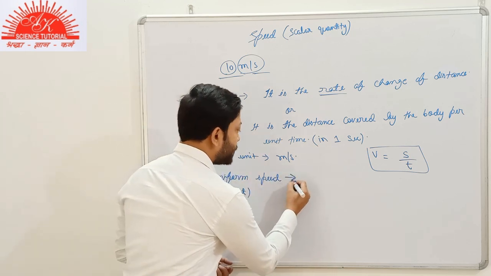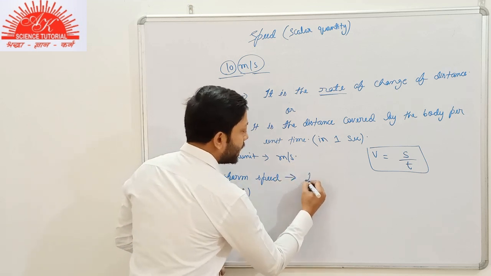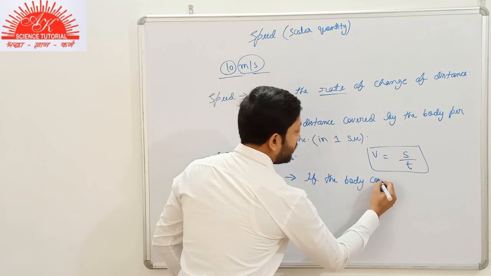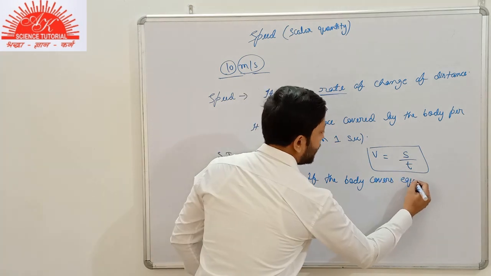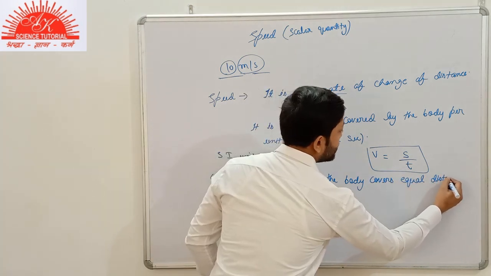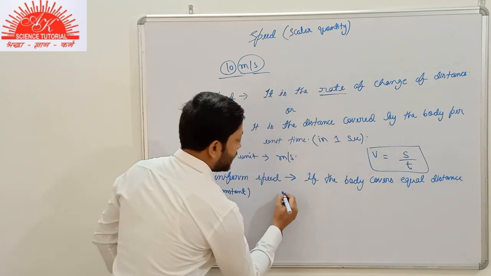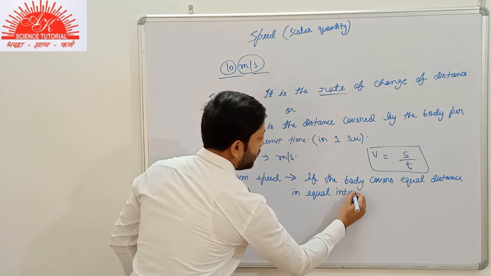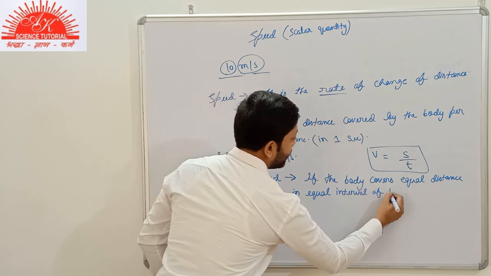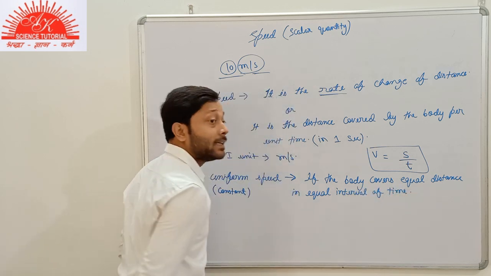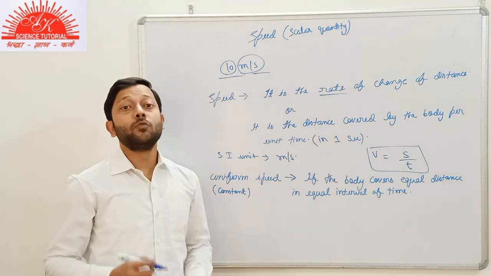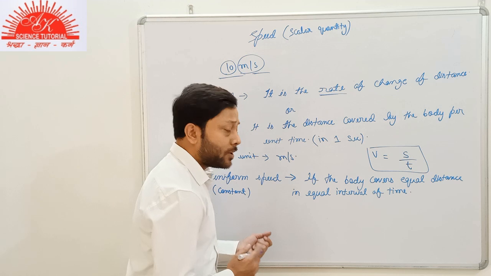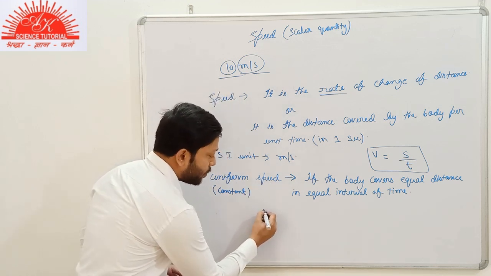I'll write the definition over here. If the body covers equal distance in equal interval of time, then the body is said to be moving with uniform speed. So let us understand it clearly with the help of an example.